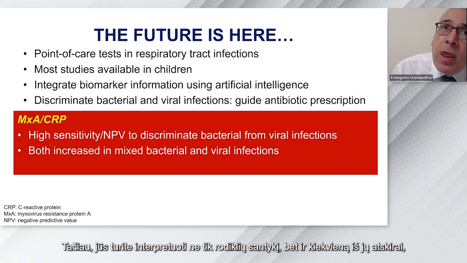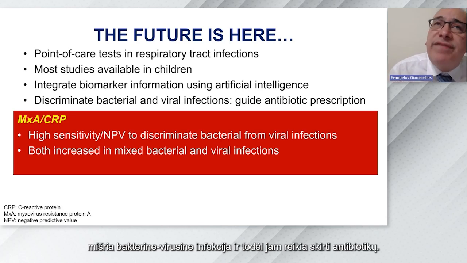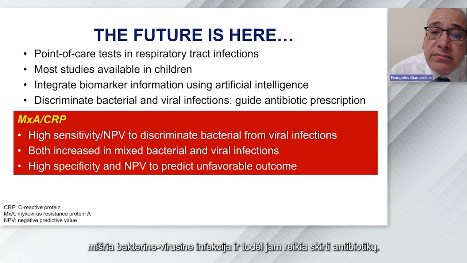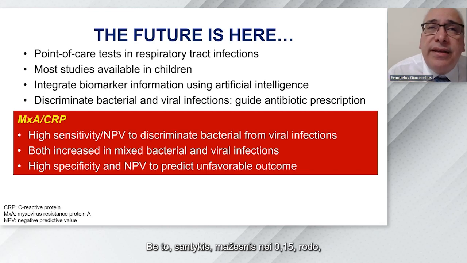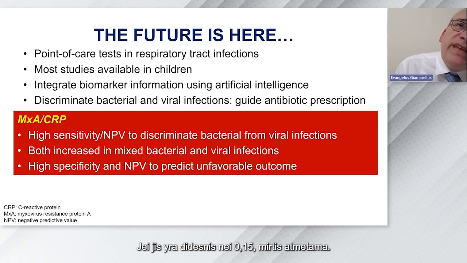However, you need to interpret not just the ratio, but each of them separately. And if both of them are increased, this indicates that the patient has a mixed bacterial and viral infection, and because of that, he should receive antibiotics. And also, a ratio less than 0.15 suggests that the patient has a risk of death. In other terms, if it's more than 0.15, the ratio can rule out death.